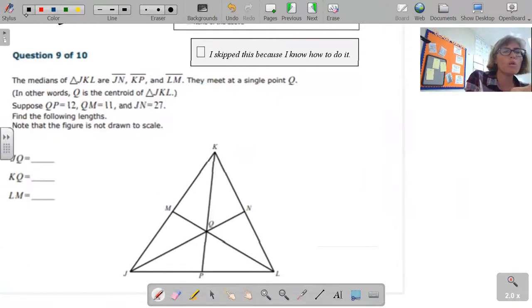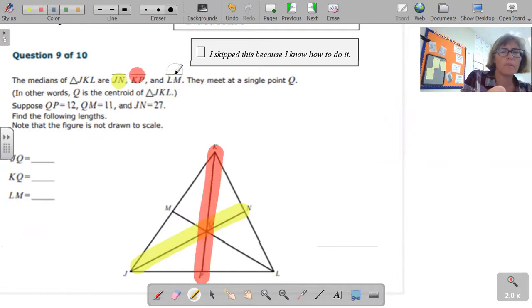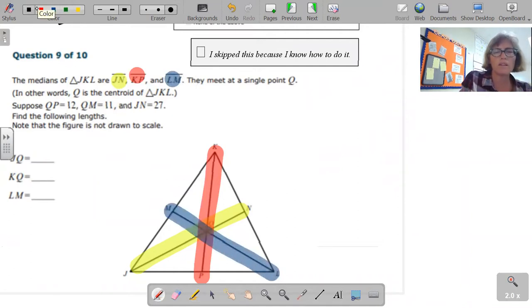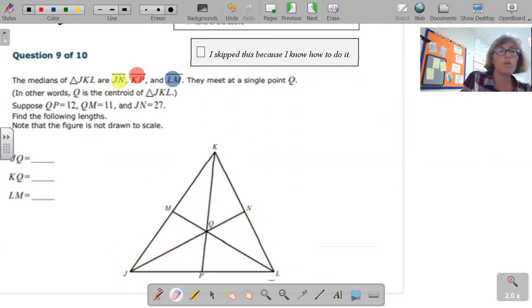We are told that these three segments, JN, KP, and LM, are all medians, and they meet at a single point, Q, which means Q is a centroid. Knowing that, we know Q to P is 12.